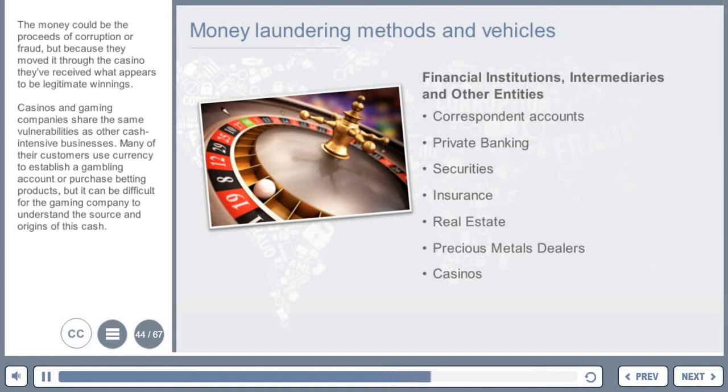Casinos and gaming companies share the same vulnerabilities as other cash-intensive businesses. Many of their customers use currency to establish a gambling account or purchase betting products, but it can be difficult for the gaming company to understand the source and origins of this cash.